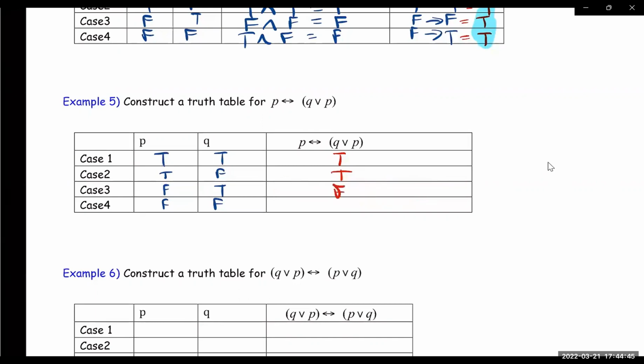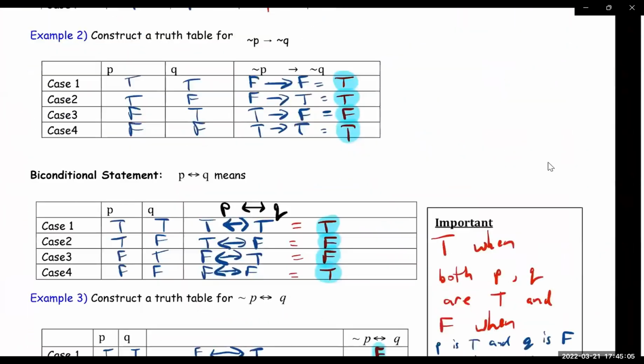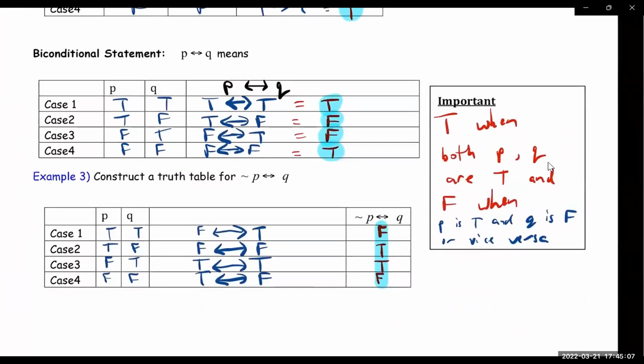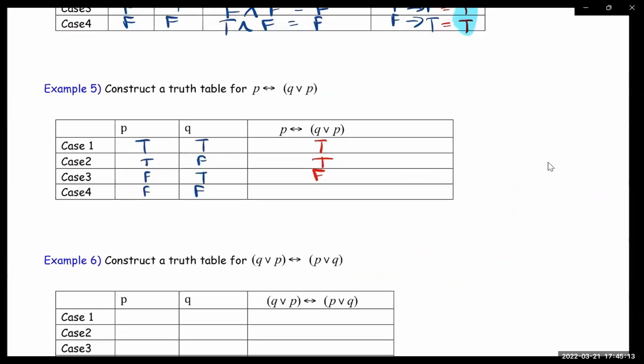All right. And then the last one, we have false, double-sided arrow, false or false. So false or false is false. So what's a false, double-sided arrow, false? True. That is true. False, double-sided arrow, false is true. There it is. The last one is true.